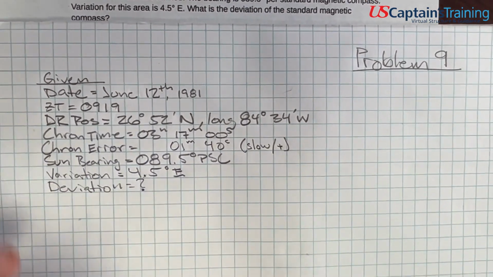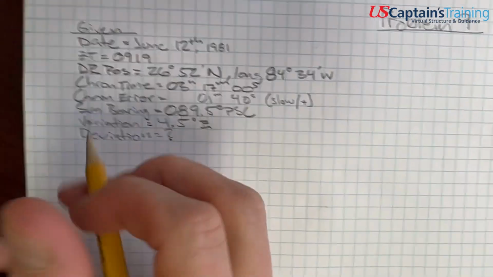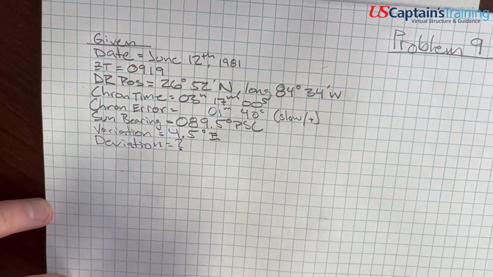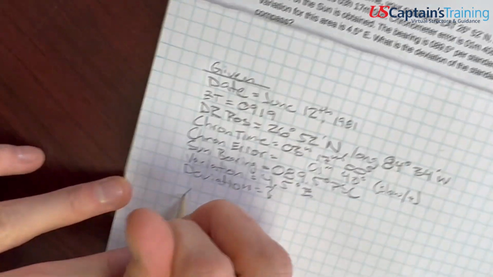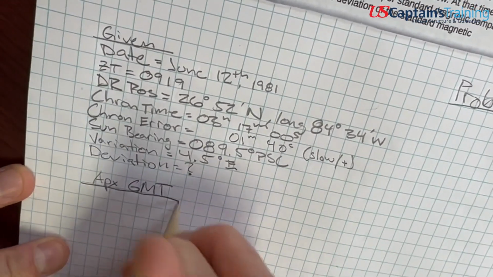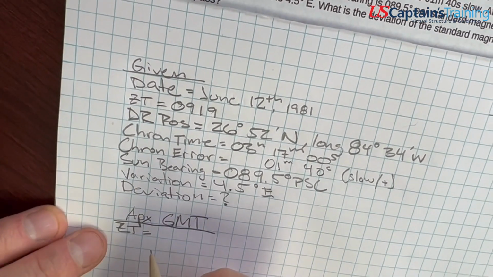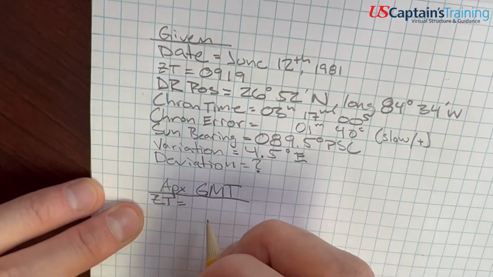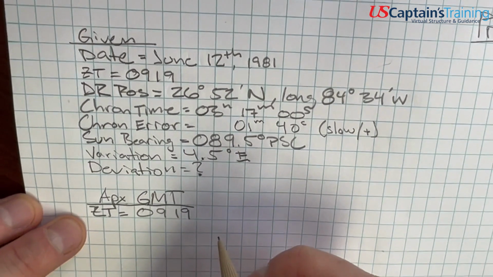What does that equal? So we start by, we need to get GMT. And there's some ambiguity in that chronometer because it's based on 12 hours, like an analog watch. So let's get the approximate GMT. What is the approximate GMT on our ship? And we do that by the zone time, which is equal to 0919.